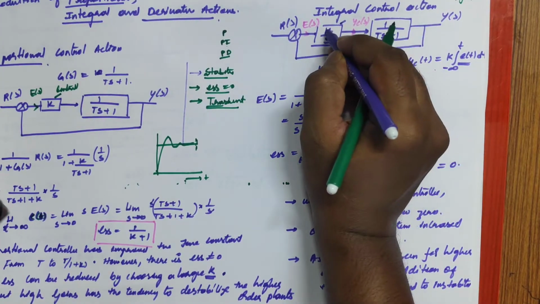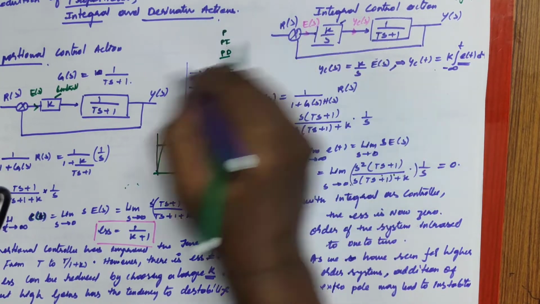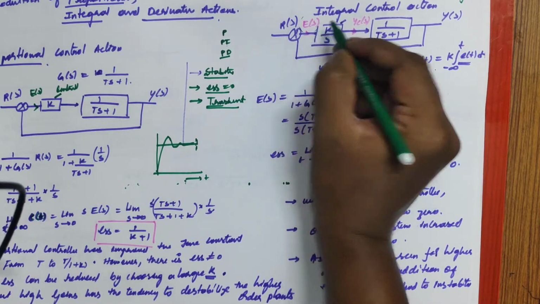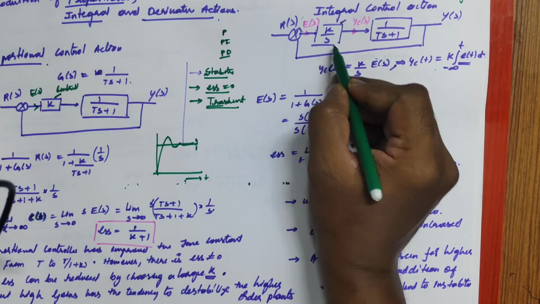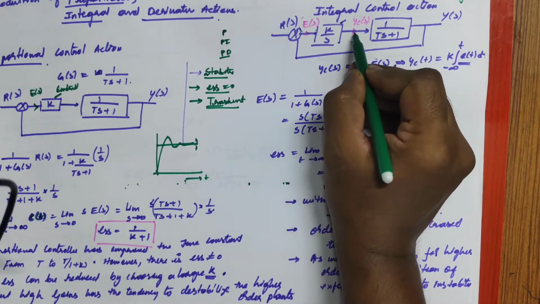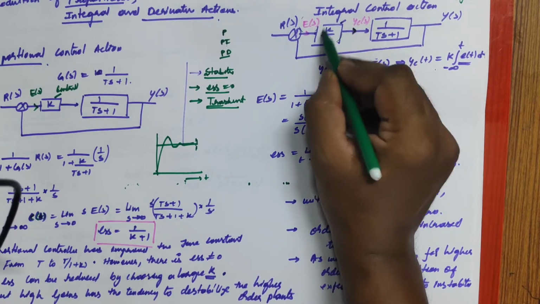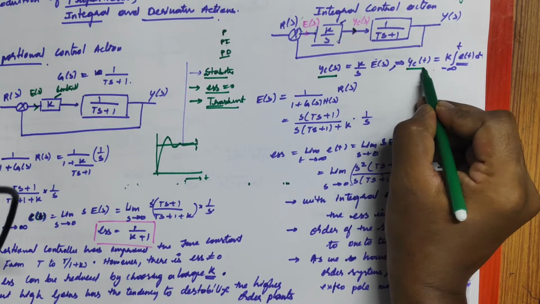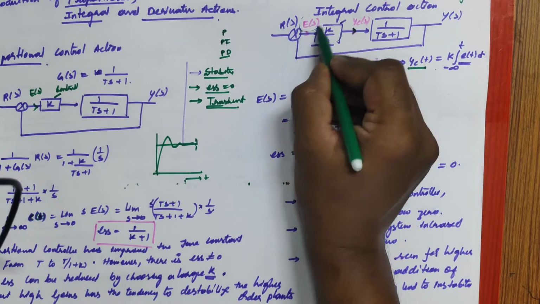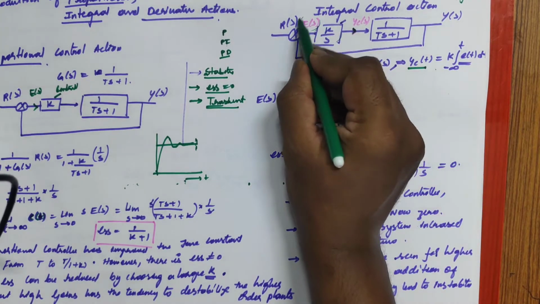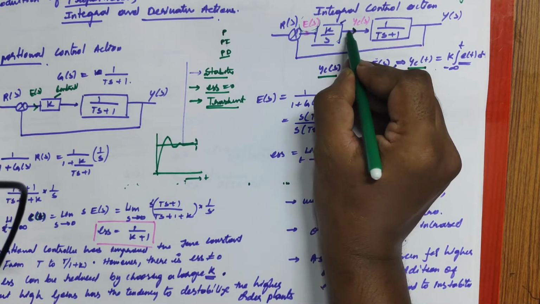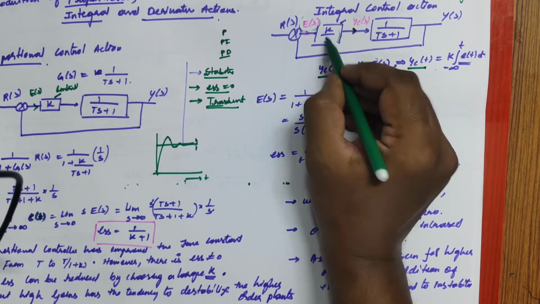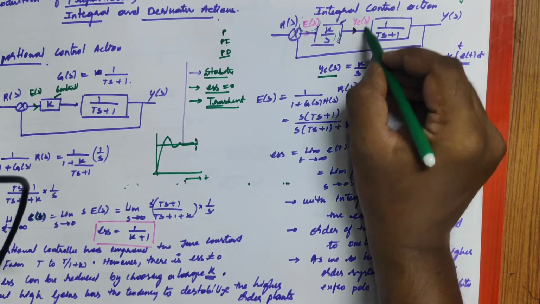So I am calling it integral, K by s. So integration of E(s) is happening, right? So K by s. If you see, this is the output signal from the control unit. So what is K by s? It is a way of integrating this. So the integration of the error signal is the output of this control unit.